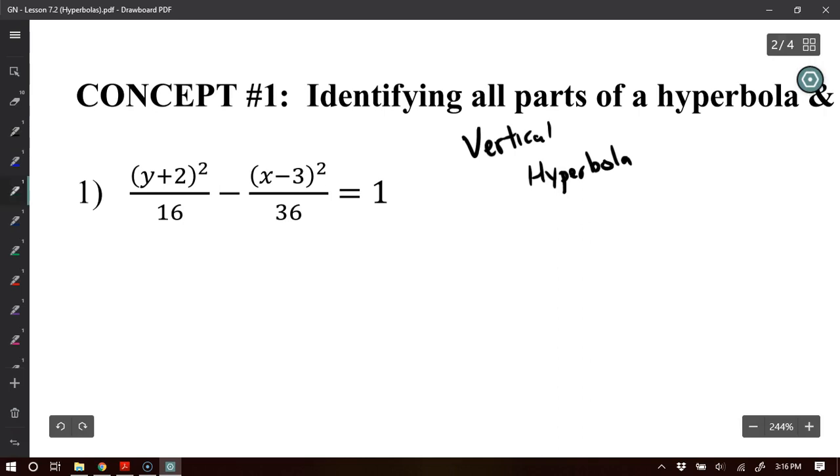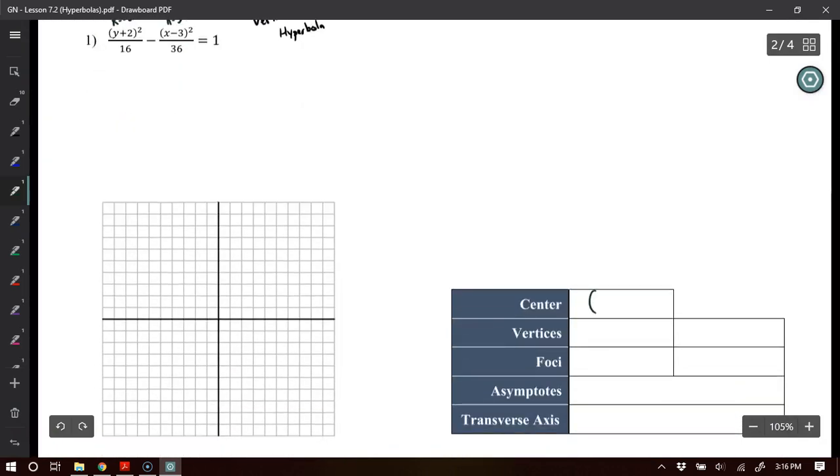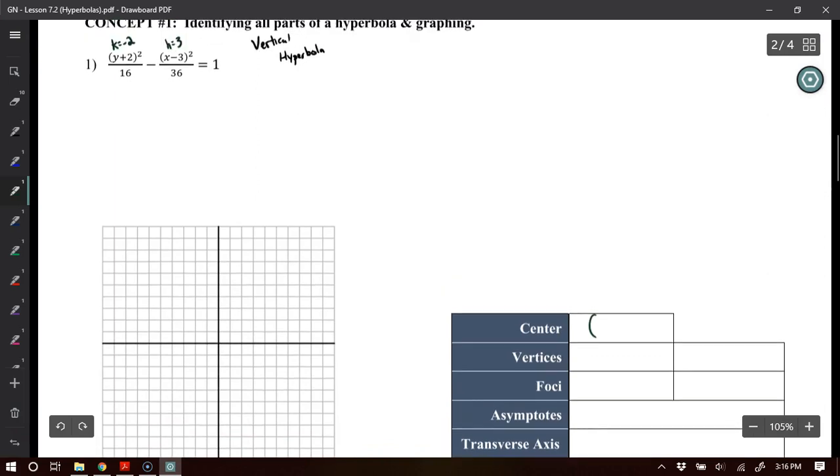Right away I can see, remember, it's y minus k. So this is k equals -2. That is the k value for the center. This is h equals 3. So again, be very careful. My center is h comma k, so it's 3 comma -2. I'm going to find it, plot it, and put a C for the center.